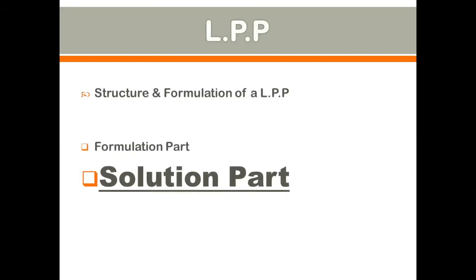So, as you all know, we have started with chapter 6, that is linear programming problems. As we have finished the formulation part, that is, we saw how to formulate a particular linear programming problem in the previous lessons. And we are right now on how to find out the solution part of a linear programming problem.